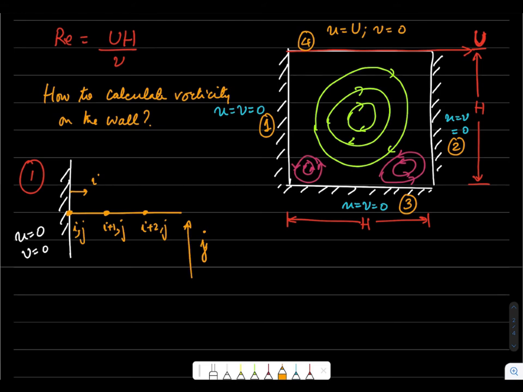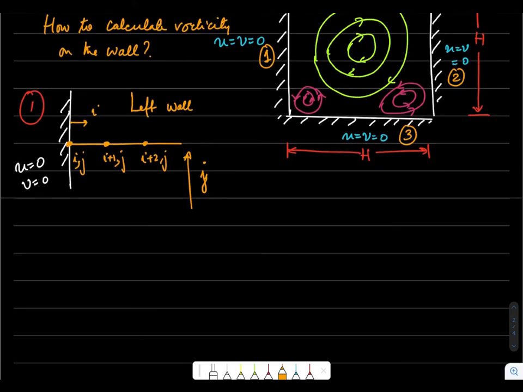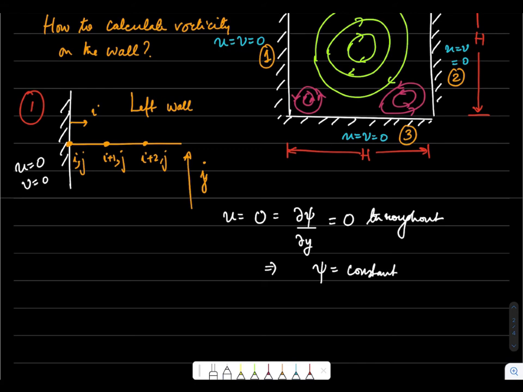So what do we know on this left wall? What we know is that the velocity is 0. Both components are actually 0. So u is 0 would mean d psi/dy is 0. But note that u is 0 at all points on this boundary, so this is 0 throughout along the length of this wall, which means there is no gradient of psi along y, so psi is a constant along y on this wall.